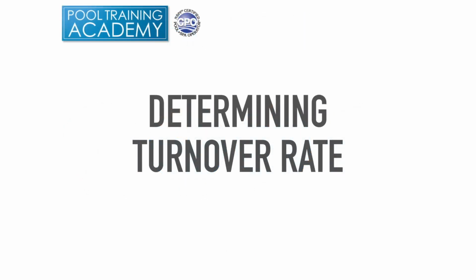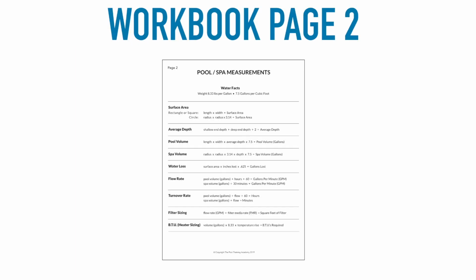Now, how do we figure out if we're actually hitting this turnover rate of every 6 hours on a pool and every 30 minutes on a hot tub? It's not like we can stick our finger down in the water and say, yep, that water's moving fast enough to be able to figure it out. No, we actually need to be able to calculate this.